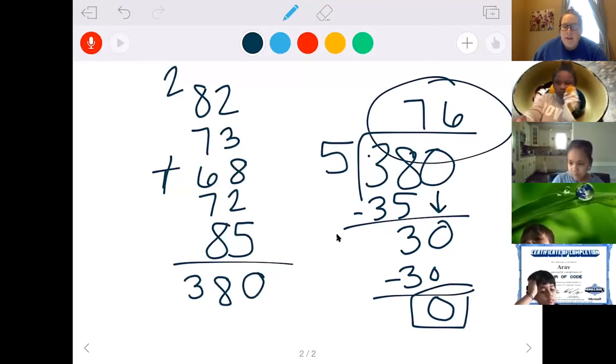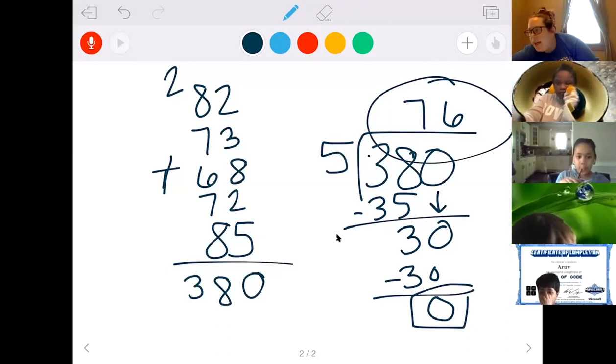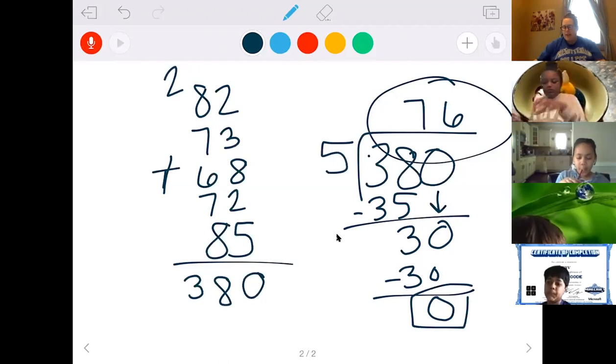Okay, I'm gonna give you an easy one to try on your own for a second. Let me double check and make sure that it doesn't give you a remainder real quick, and then I want you guys to try it on your own.